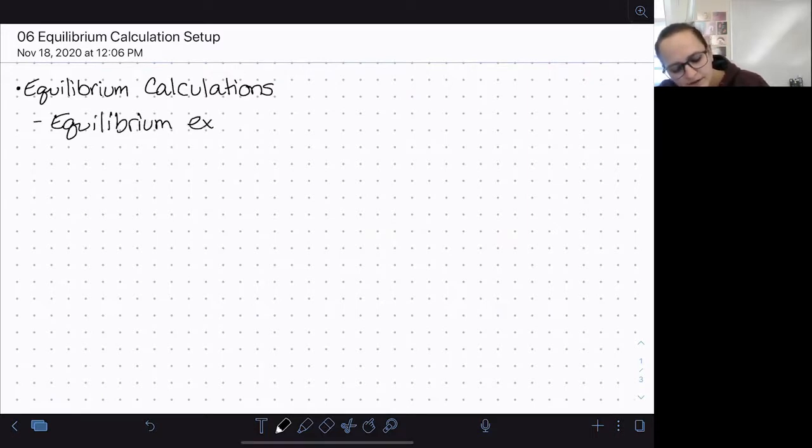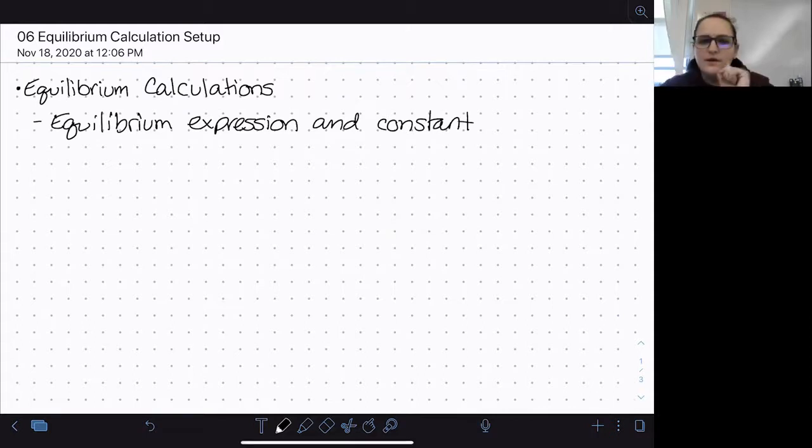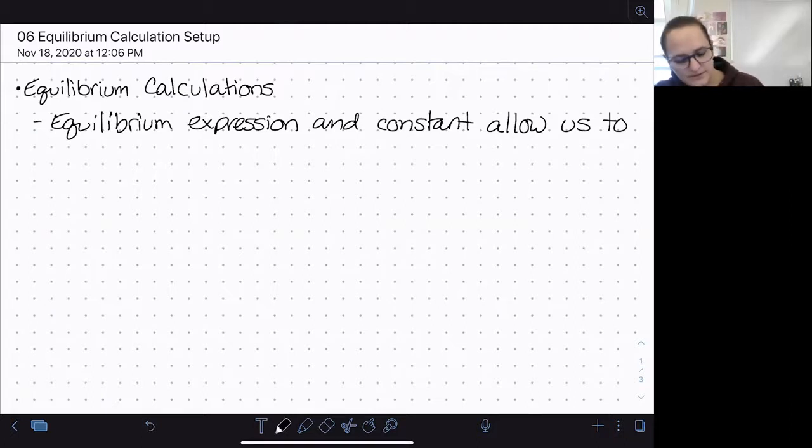And what these things allow us to do is relate the initial state of the system to the equilibrium state of the system. So using our equilibrium expression and our equilibrium constant, together with a little bit of stoichiometry, if we know enough about the initial state of our system and just a little bit about the equilibrium state, we can figure out everything else about the system at equilibrium.